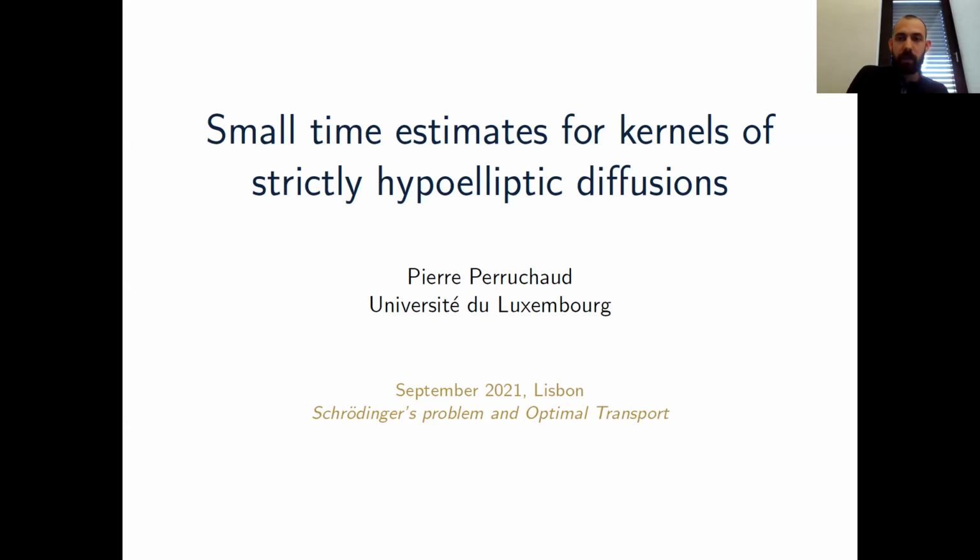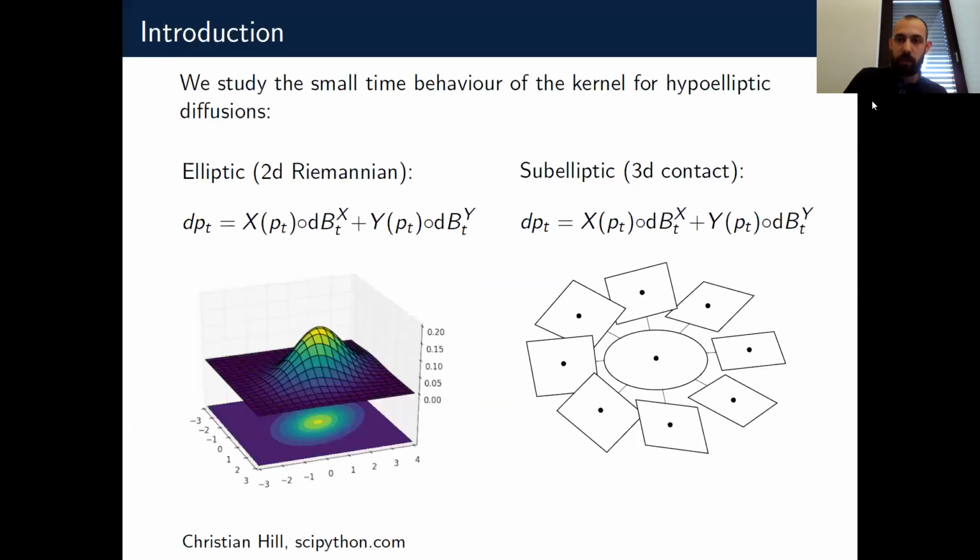Let's first of all get you an idea of what I'll be interested in. So here are two examples of a very nice diffusion. In this case, I have just a Brownian motion in the plane. I just write it maybe in a different way than you're used to, but the idea is that I have in R2, so just in the plane, noise in one direction, noise in the other direction, and I have a certain kernel associated to that, the density of the process after a certain time.